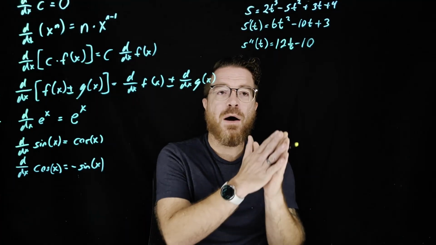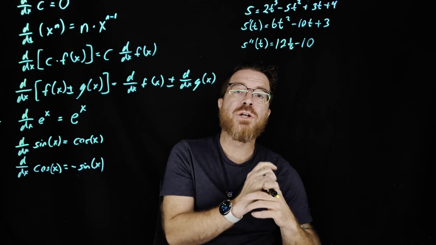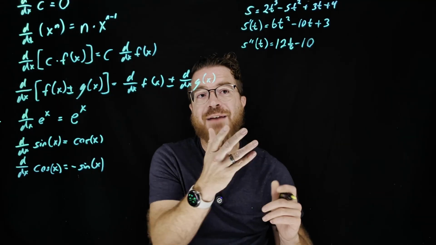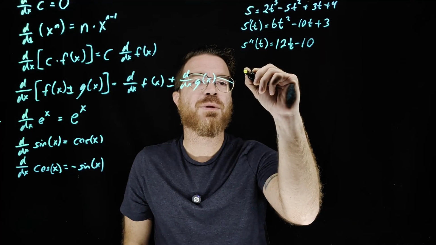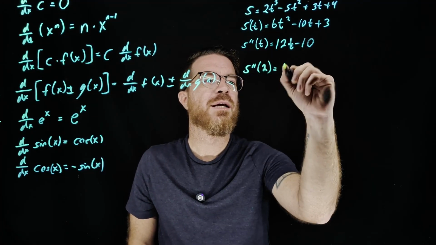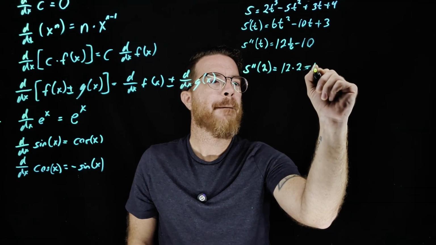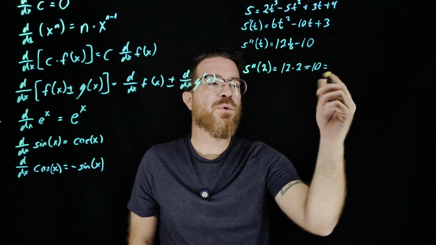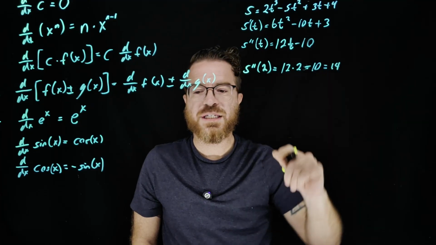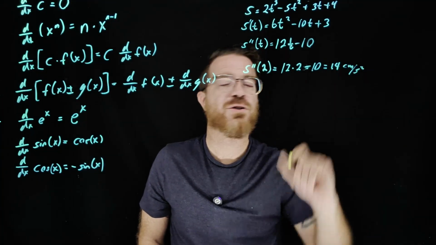Now that we have our second derivative, which tells us the acceleration, if we wanted to know what the acceleration is after 2 seconds, we would just plug 2 into this. We would get 12 times 2 minus 10, which is equal to 24 minus 10, or 14 centimeters per second squared.